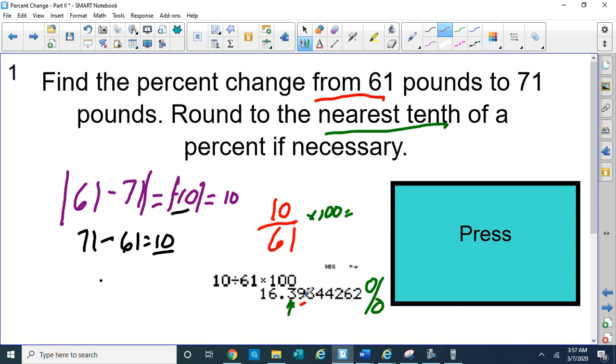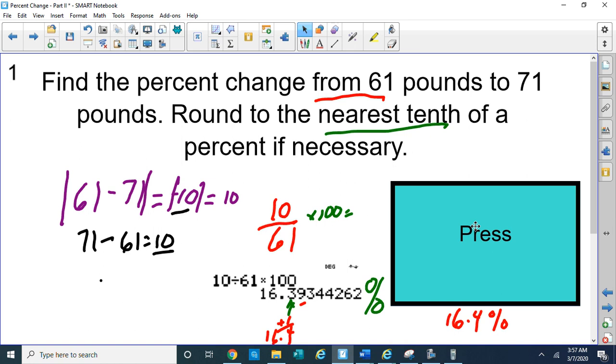If it's 4 or below, we would let all these numbers go and leave it at 3. So this number is a 9, so I'm going to add 1 to the 3. That becomes a 4. And I have my 16 point. So my answer would be 16.4, and don't forget the percent sign. So that's my answer. So I'm going to go with that after rounding it off.